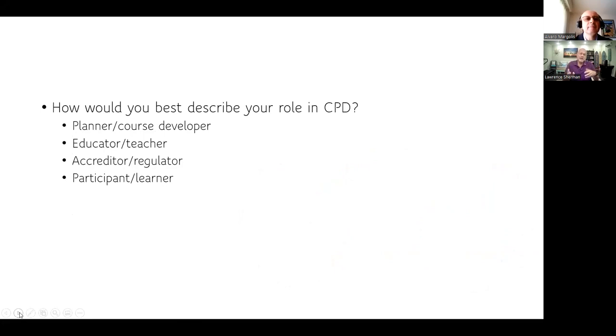We also want to understand not just where you are, but who you are. So what's your role in CPD? And we're giving you 4 choices. Do you plan or develop the education? Do you teach the education? Do you regulate or accredit the education? Or are you simply a participant or learner who's interested in more about CPD that they participate in? So you can launch the poll, Diana, and it just helps us to better phrase and frame what we are presenting to you. It's really important to us that we understand. So go ahead and vote.